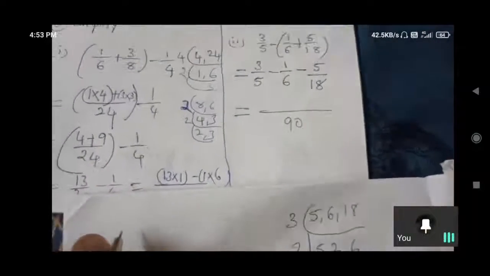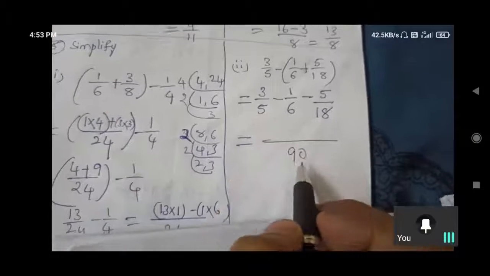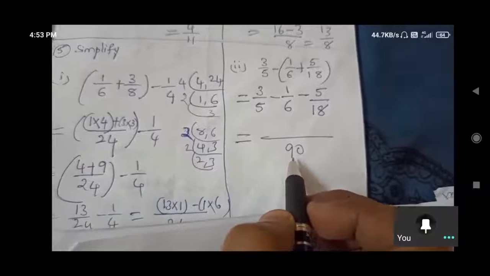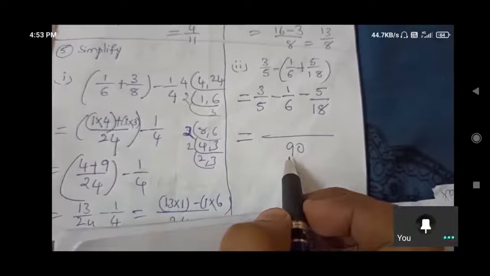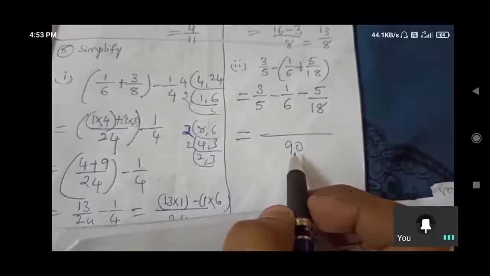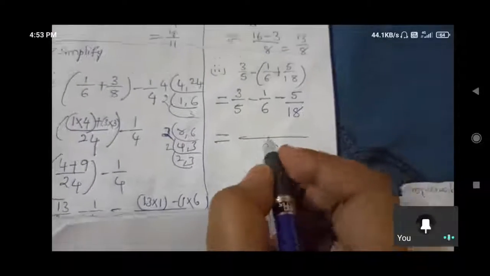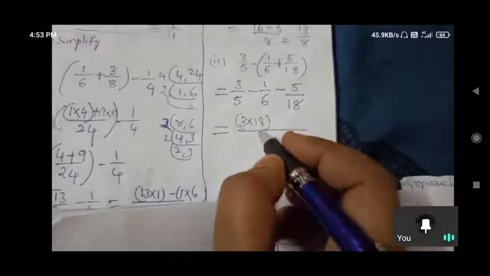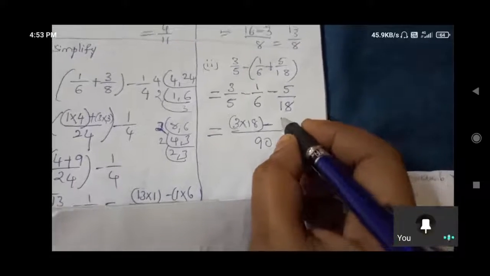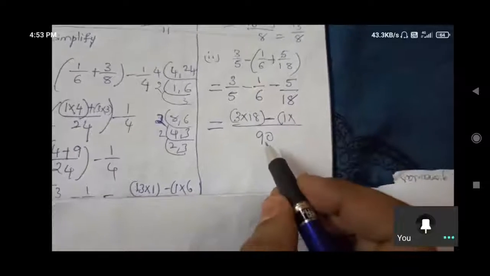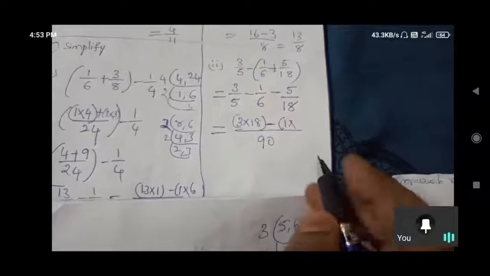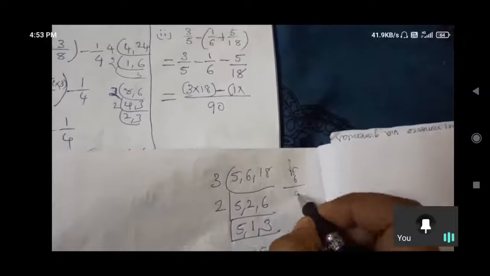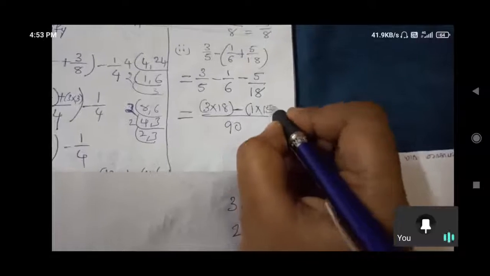So how many times do we need to multiply 5 to get 90? 5 ones are 5, 5 4s are 20. 18 fives are 90. Yes, 18 fives are 90. So 18 times we need to multiply the numerator. And 6, with how many times? 6 ones are 6, 6 fives are 30, 6 15s are 90. So 15 times we need to multiply here.